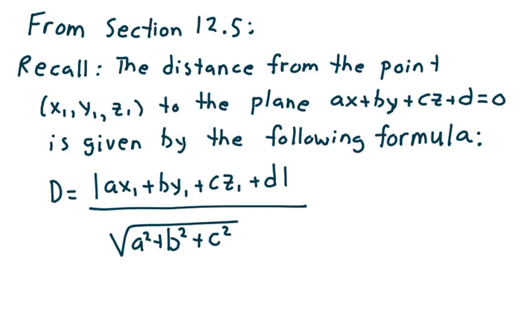Recall, the distance from the point (x1, y1, z1) to the plane ax + by + cz + d = 0 is given by the following formula. Capital D is equal to the absolute value of ax1 + by1 + cz1 + d, all divided by the square root of a squared plus b squared plus c squared.